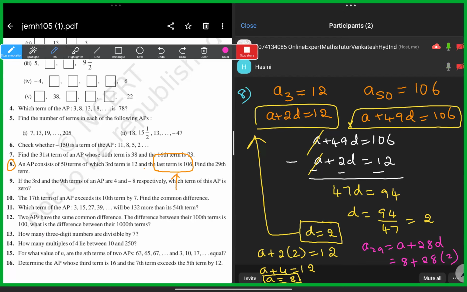Hasni, if you don't mind, once can you tell again? Sir, I was saying A29 is equal to 8 plus 28 into 2, sir. Yes, Hasni, A plus 28D. That only you're telling, Hasni? Yes, sir.